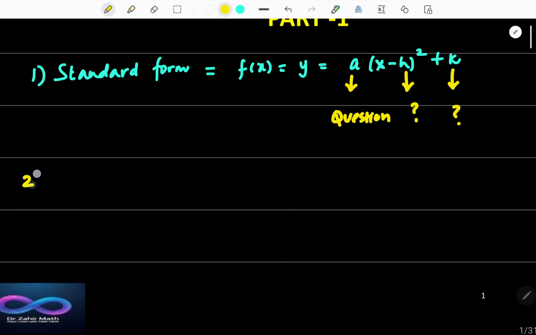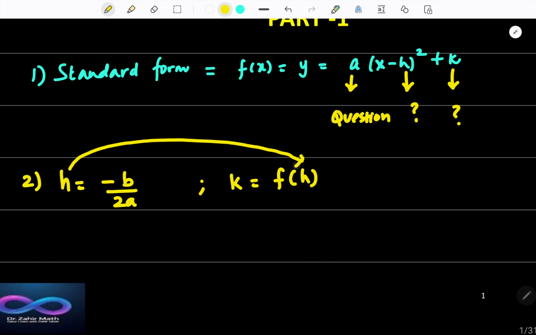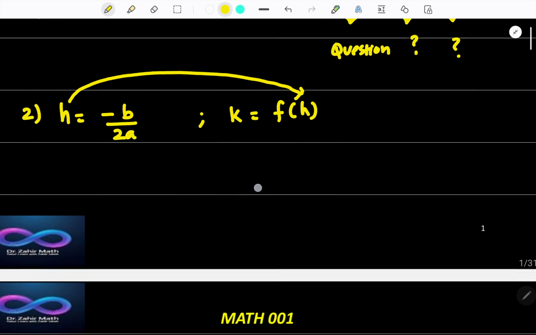H is given by the formula minus b by 2a. And k is equal to f of h. Whatever answer you get for h, you are going to put inside the function. That is f of h.